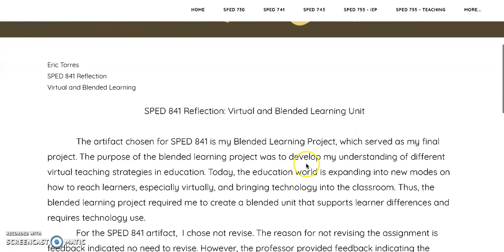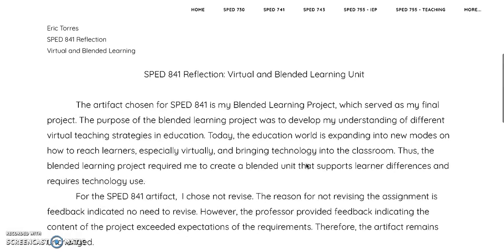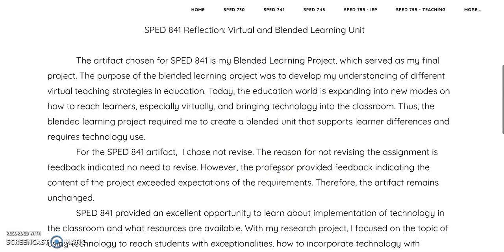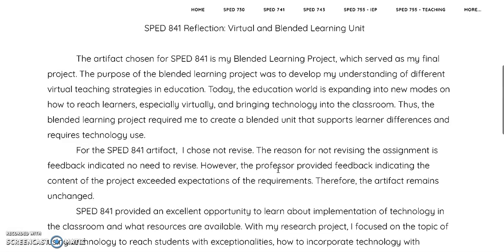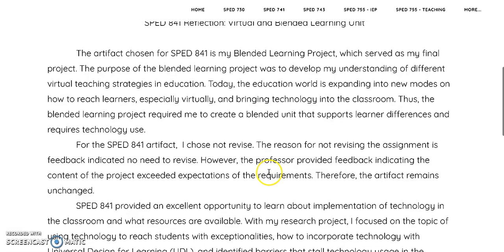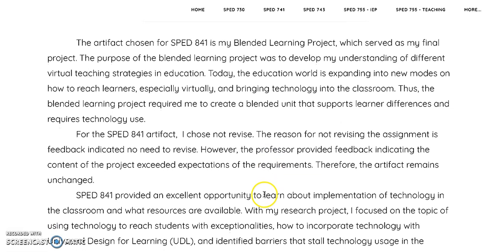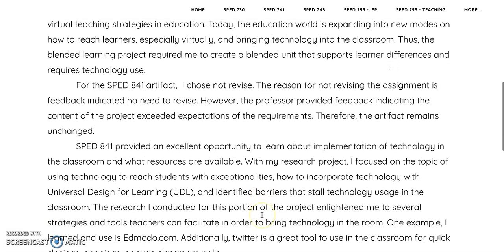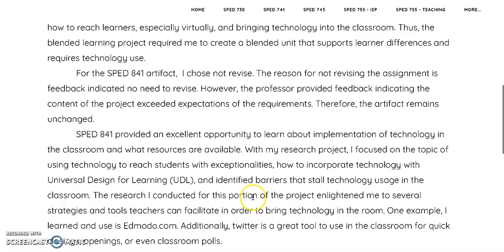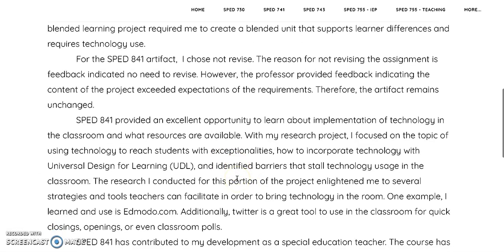So in SPED 841, the artifact chosen is the blended unit. I chose this artifact because it taught me the value of incorporating technology in the classroom in order to help reach my struggling learners. I learned there are many technological platforms available that can be used in the classroom, and that these platforms can help engagement and also help students in their learning process.